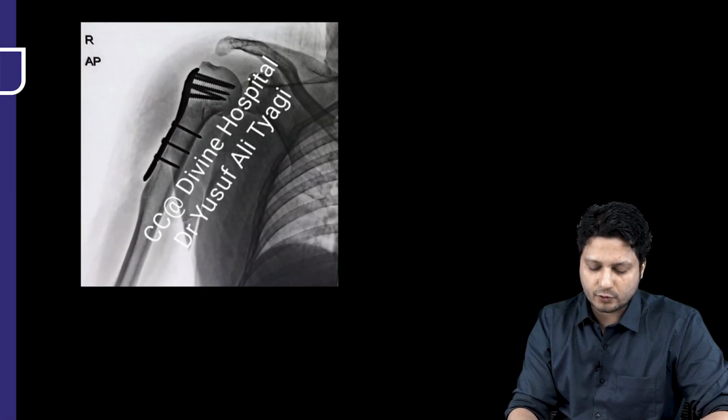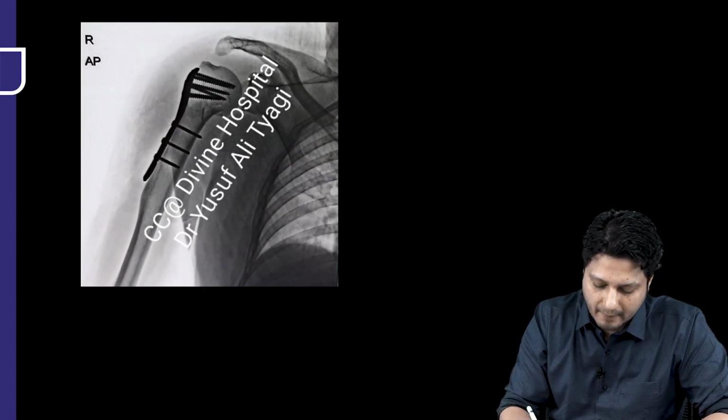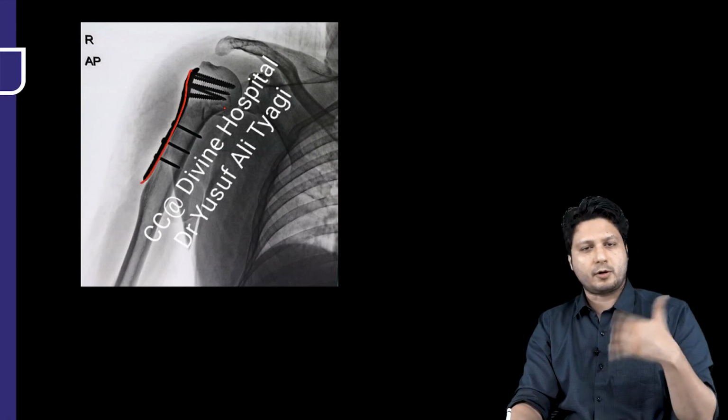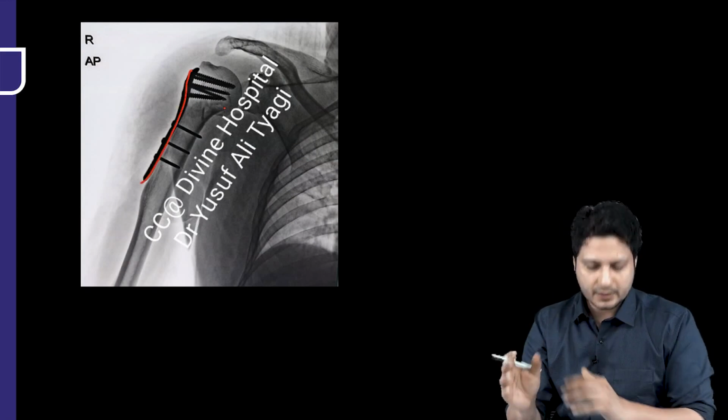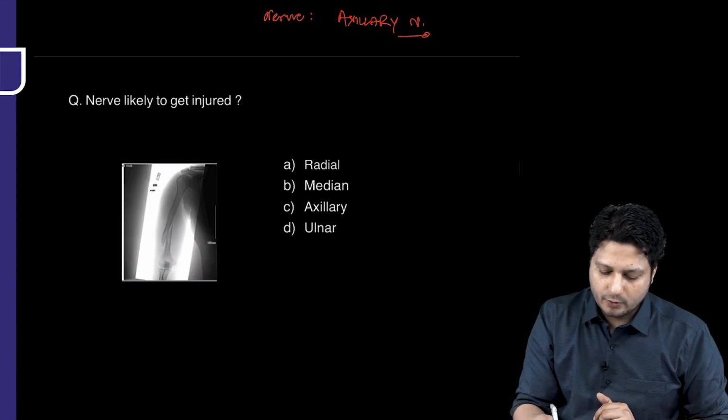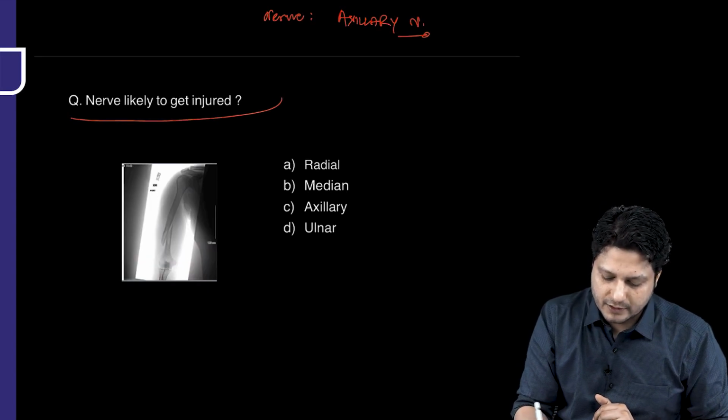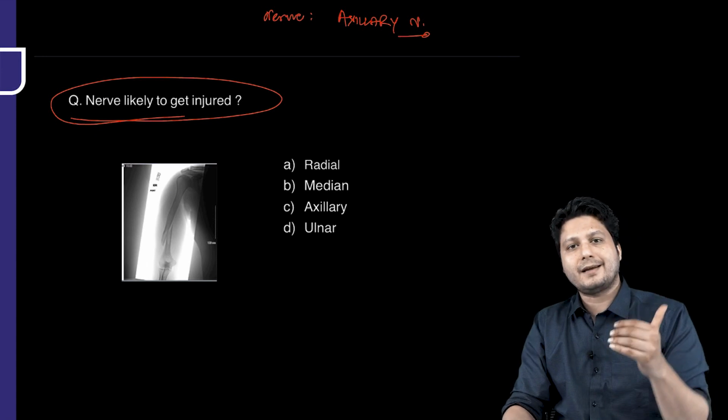Now before we go to the fracture of the mid 1/3 of the humerus, what we see here is a managed proximal humerus fracture, treated by putting a buttress plate. This is a locking plate in the proximal aspect of the humerus, and it is managed by surgical means. Alright. Now, what is the name of the nerve which is likely to get injured in a mid 1/3 shaft of humerus fracture?